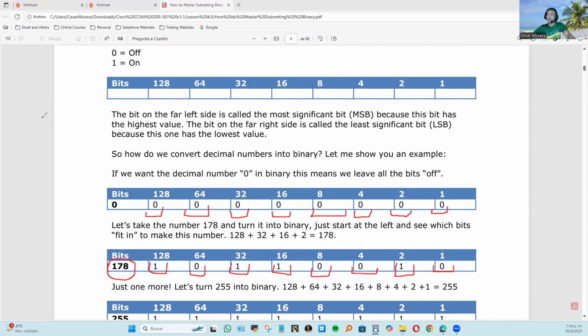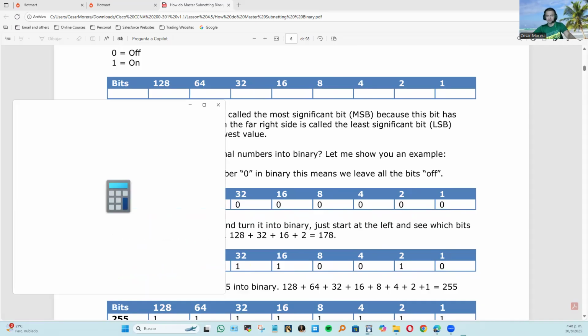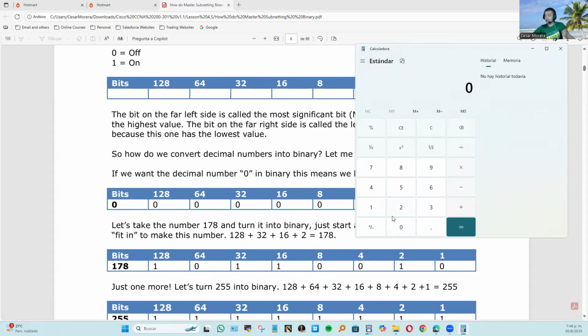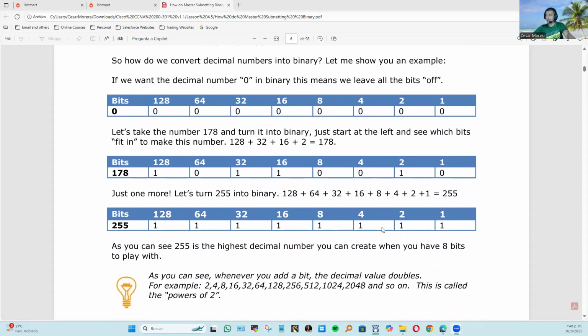Let's do the sum. Let me just clear the drawing and show you that in fact, if we use a calculator, we will be doing this addition. 128 plus 32 plus 16 plus 2 is 178. There you have it. That is the value that we were trying to get.